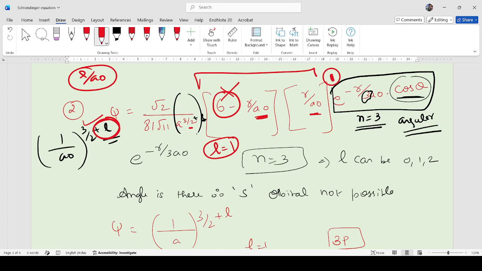L is 1. Do you understand till this? Yes, ma'am. So let us compose it. N is 3. L is 1. What is the orbital then? 3p. Is that 3p? Did you understand? Yes, ma'am. Right.